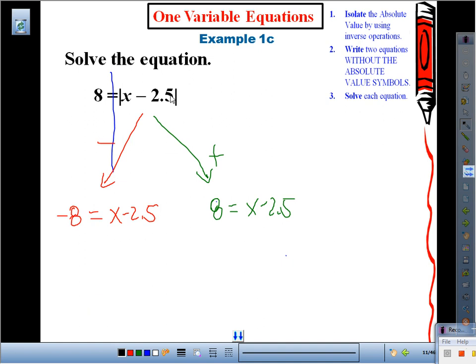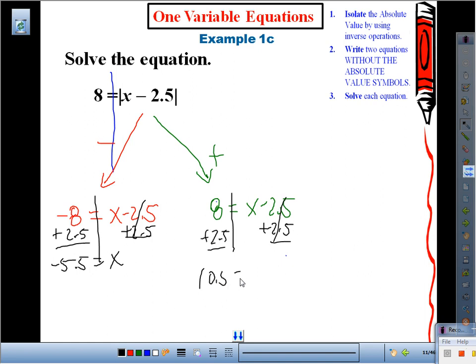We'll get to those eventually. So to solve these, once again, line down the equal sign on both, and we use the inverse operations, yes? Plus 2.5, plus 2.5. We're left with negative 5.5 equals x, and plus 2.5, plus 2.5, so therefore 10.5 equals x, and we know how to plot those solutions, yes? Okay? How are we feeling? Okay? All right, so up to right there, I think we're fine.